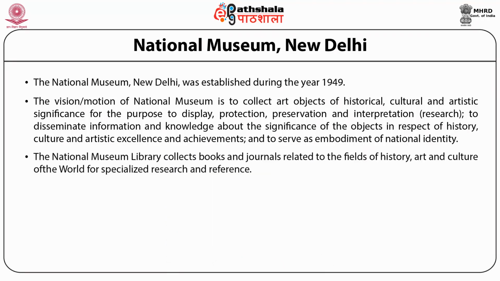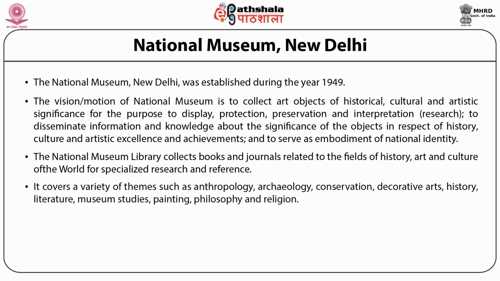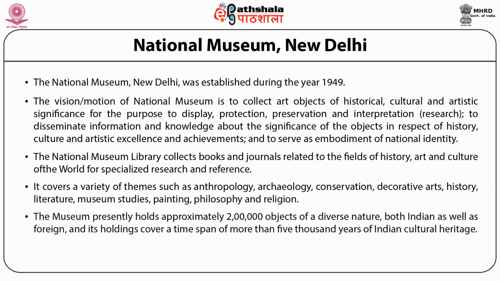The National Museum Library collects books and journals related to the fields of history, art, and culture of the world for specialized research and reference. It covers a variety of themes such as anthropology, archaeology, conservation, decorative arts, history, literature, museum studies, painting, philosophy, and religion. The museum presently holds approximately 2 lakh objects of a diverse nature, both Indian as well as foreign, and its holdings cover a time span of more than 5,000 years of Indian cultural heritage.